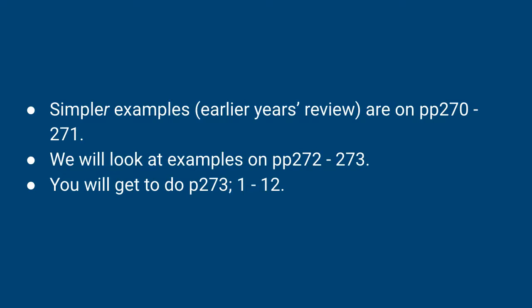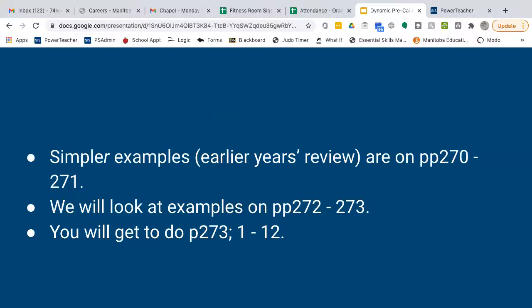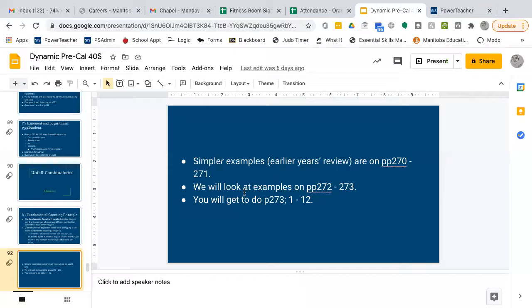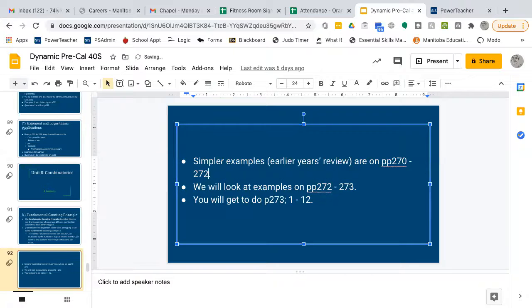Referencing examples from page 270 to 271. I'm not going to go over those. If you need to, be my guest. It says we're going to look at examples page 272 and 273. I'll be honest, that's a lie. We're just going to look at 273. So I'm just going to change that. 270 to 272 on page 273.